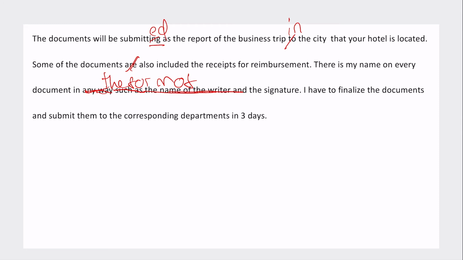Okay, so again, we're keeping up this formal tone. This is "in the city that your hotel is located." It should be "in the city where your hotel is located." "Receipts for reimbursement." Again, excellent vocabulary, which is good.